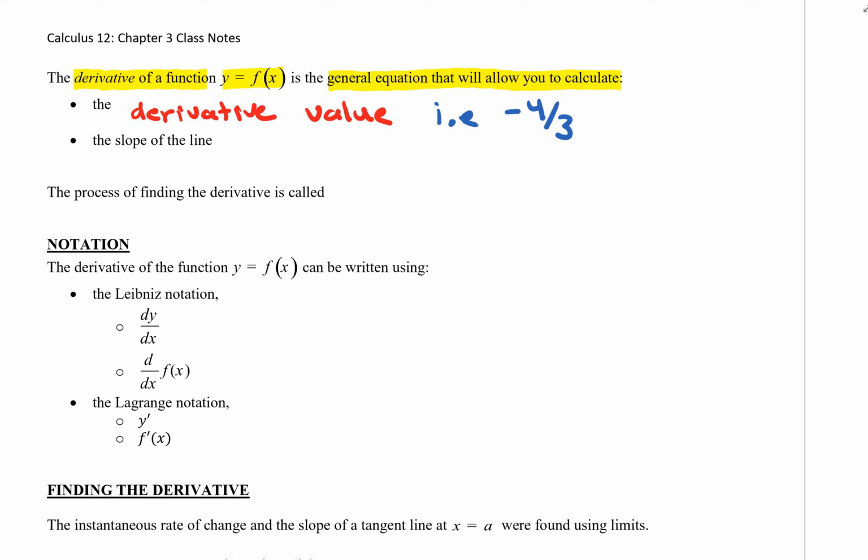And in simple, like just math 10 terms, that's the slope of the line, right? So slope of the line, derivative value. The slope of the line is really the grade 10 language, and derivative value is really grade 12, or calc 12 more specifically, in terms of terminology.